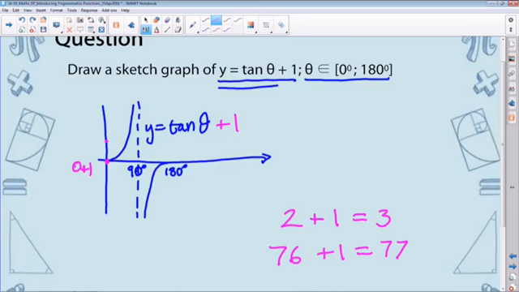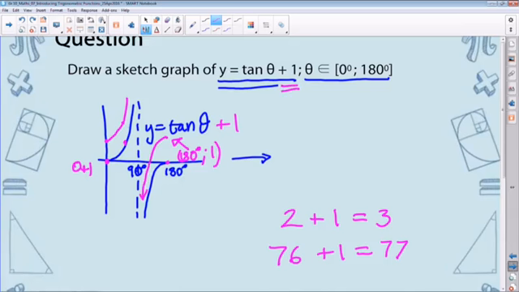And over here, what happens to that point? It would also move up 1. So that means instead of being at 180 degrees and 0, it's going to be at 180 degrees and 1. So all of our points are moving up by 1 unit. That's the only thing that's happening. And it's that plus 1 that's important.